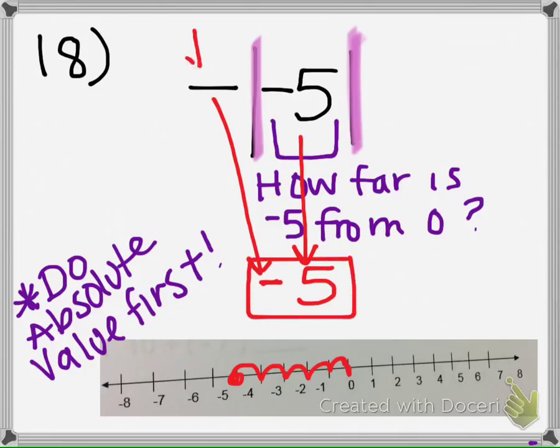So this negative out here, it is incorrect to make that a positive. We can't do that because we have to solve this first. So once we solve this first, the absolute value of negative 5 is 5, then that negative just gets brought down. So that is how we get negative 5 for the answer for number 18.